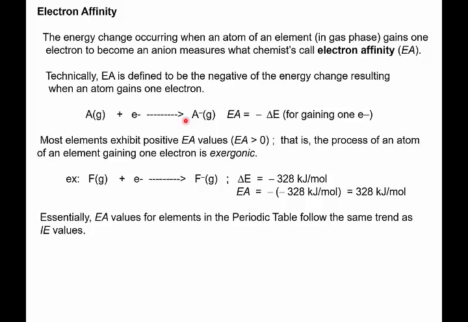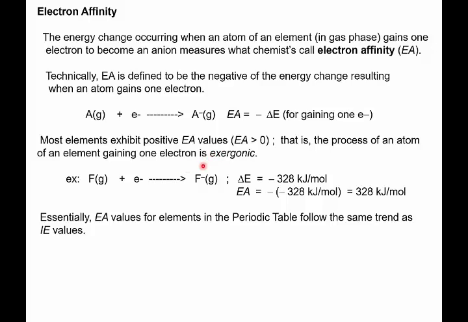And if you think about technically what it is, it's this equation written in reverse. It's the ionization of the -1 anion to produce the neutral atom. That is what is really electron affinity, that energy change. Now, defined in that way, we find that most elements exhibit positive electron affinity values, that is greater than 0.